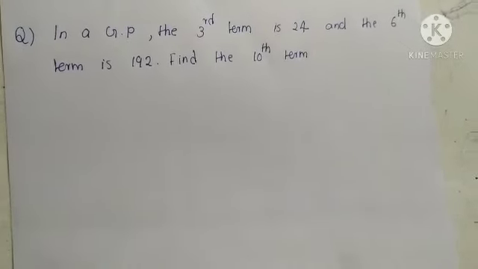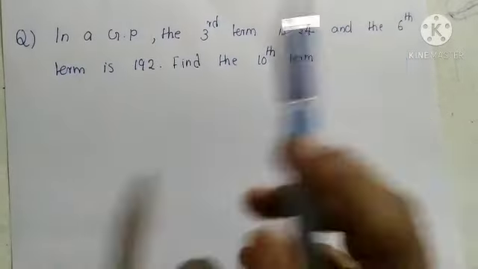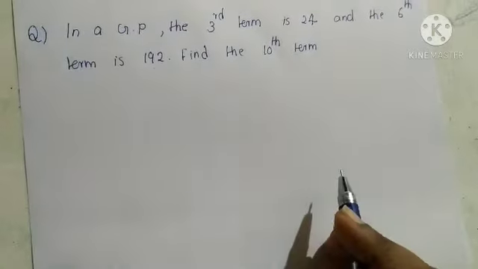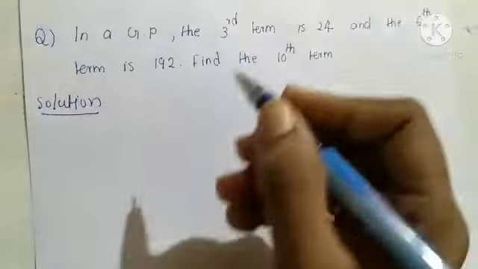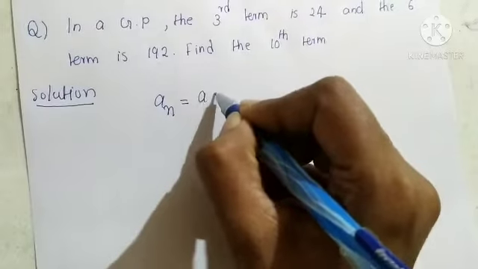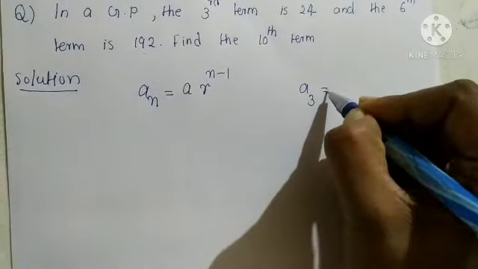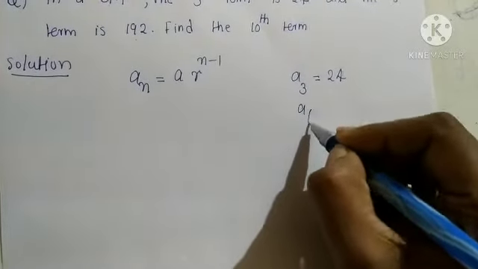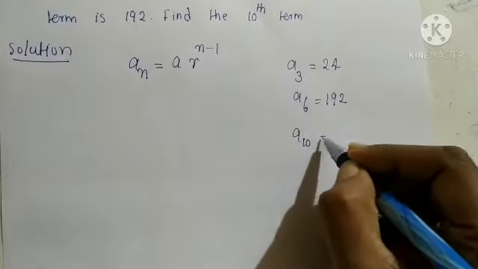Okay, this is our third question. In a GP, the third term is 24 and the sixth term is 192. Find the 10th term. Okay, so let's start the solution of this question. Here, we know that the formula for finding the nth term in GP is a r raised to n minus 1. Given that the third term, that is a3, is 24 and the sixth term a6 is 192, and we need to find out the 10th term.